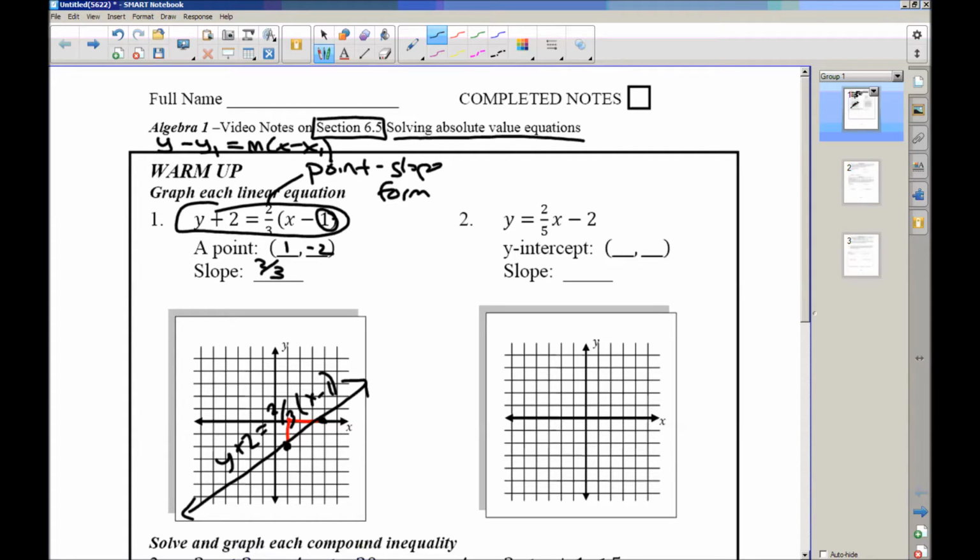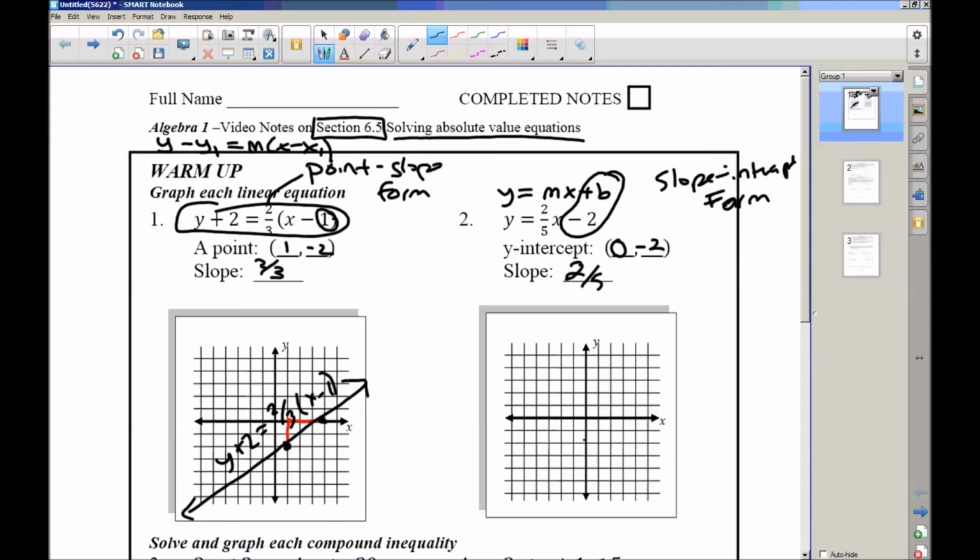All right, our second one is in slope-intercept form. That's y equals mx plus b. And that means that our slope is 2/5, and our y-intercept is 0, -2. That's the place where the line crosses the y-axis. And remember, b is our y-intercept.